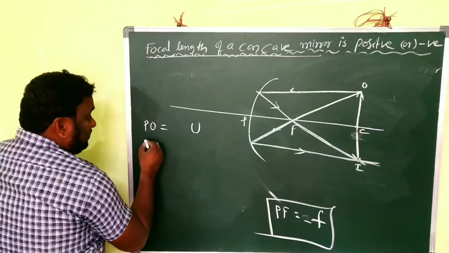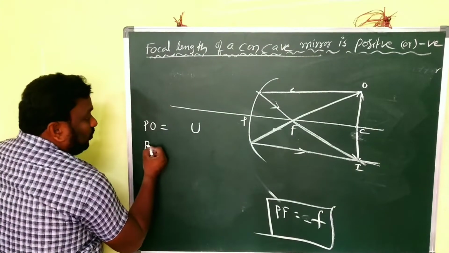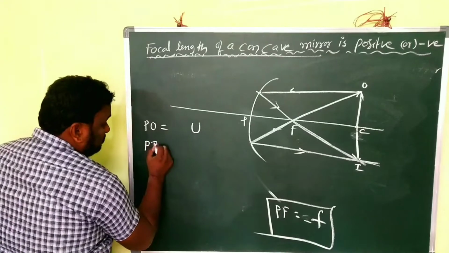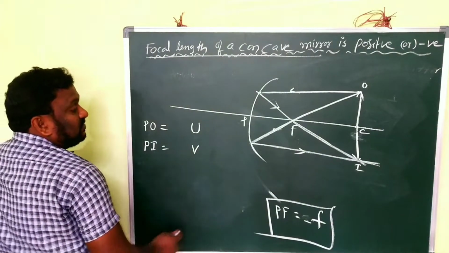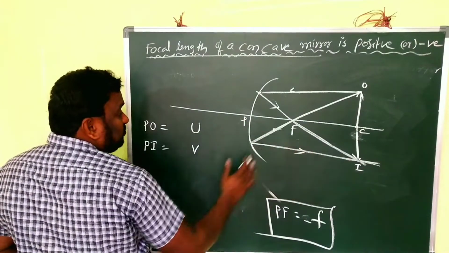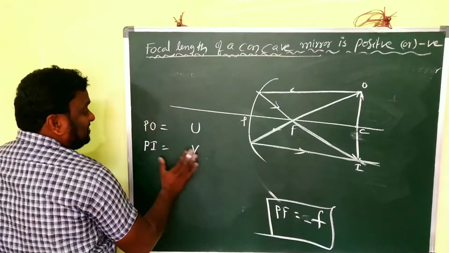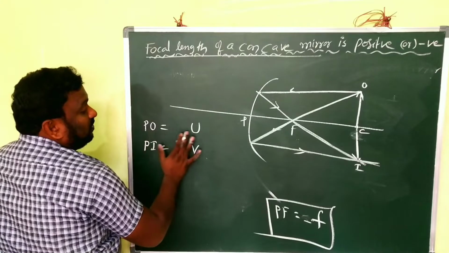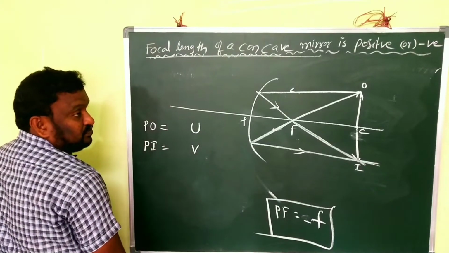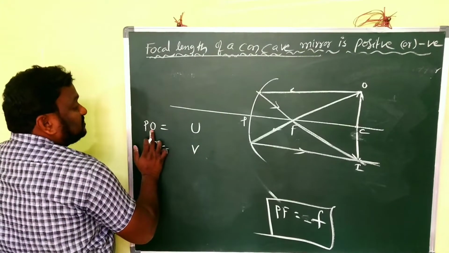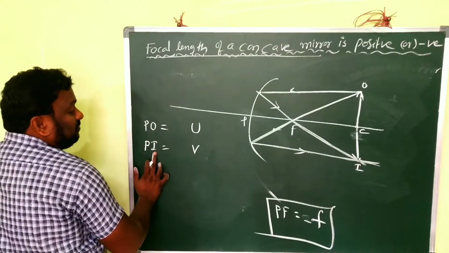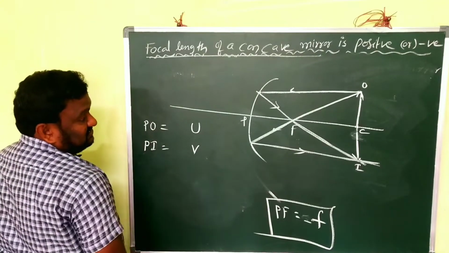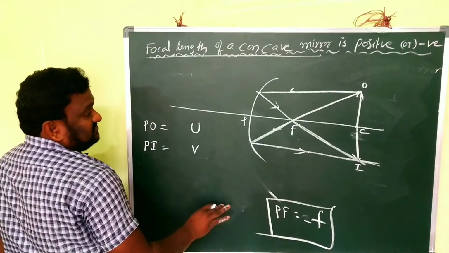And similarly here, pole to image, what is it called? Image distance. The distance from pole to image is called the image distance. And P to O, that is what? u. Pole to object is what we call object distance, and the distance from pole to image is what we call image distance.